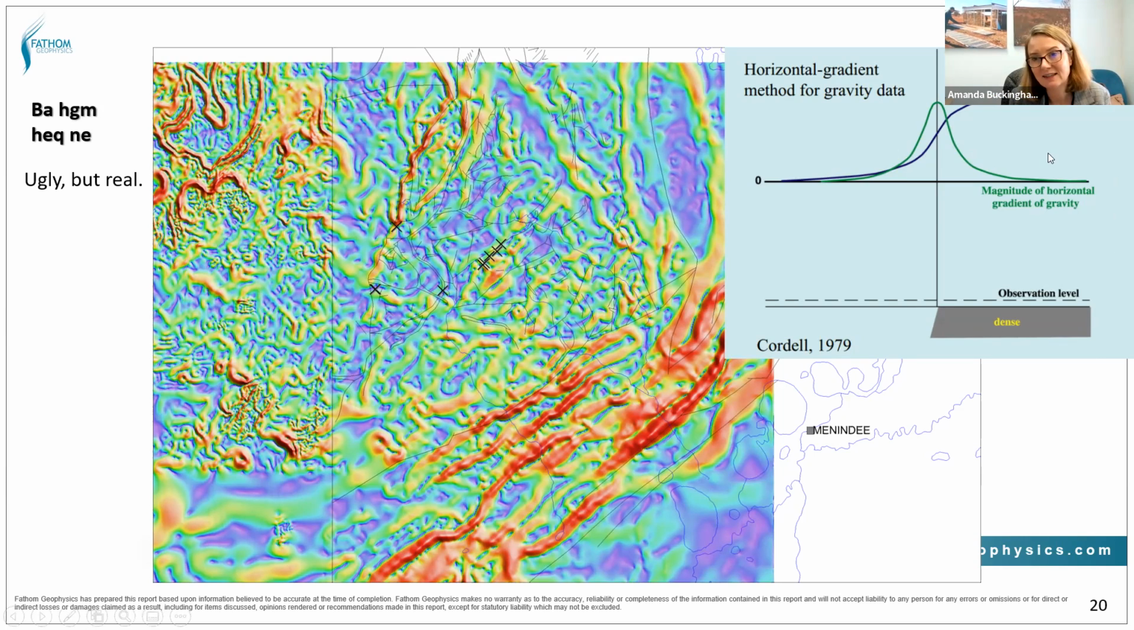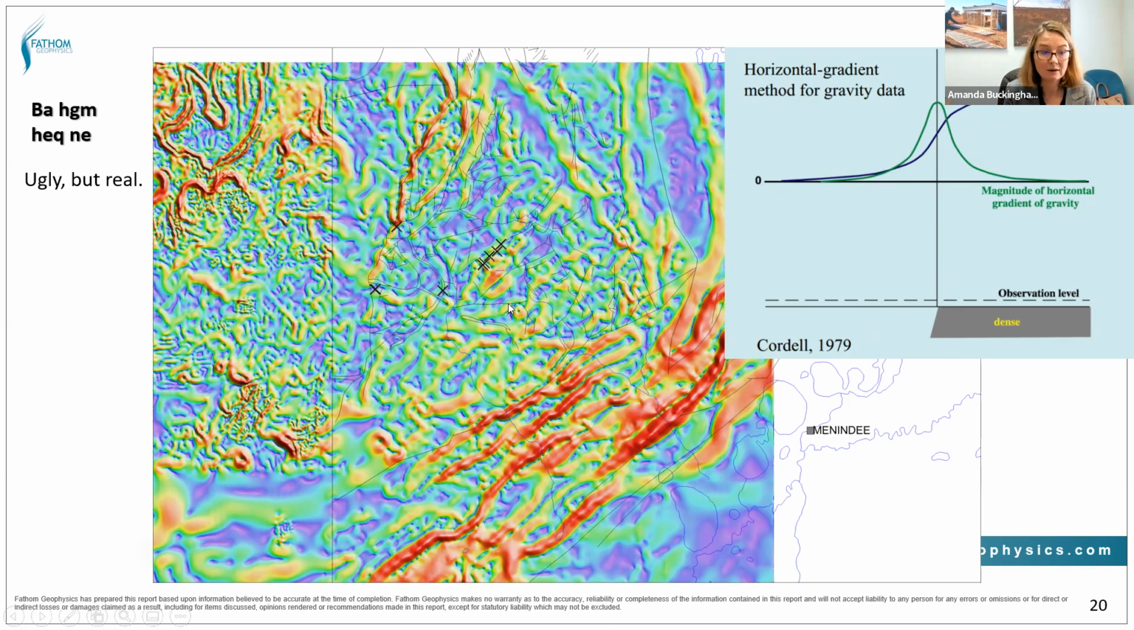Here's a schematic, and I'm a big fan of these simple schematics. Cordell made this in 1979, and it's still just as valid today. This is a cross-section down here: a dense body of rock, a less dense body of rock. You've got a simple drop-off in your gravity field, that's the blue line, and this green line is your horizontal gradient. So any place across your data where you find a ridge, like a nice traceable horizontal gradient high, that is representing the edge of a gravity unit.